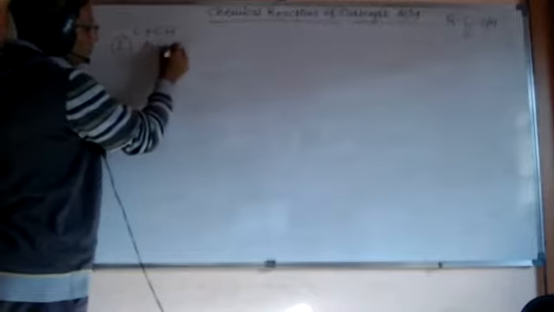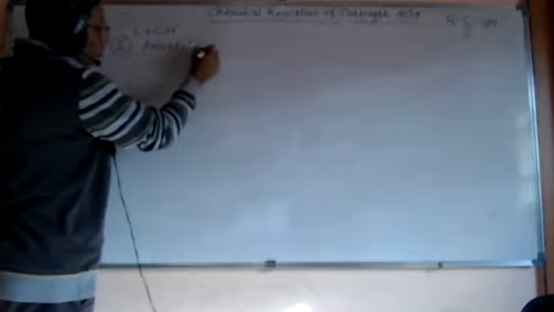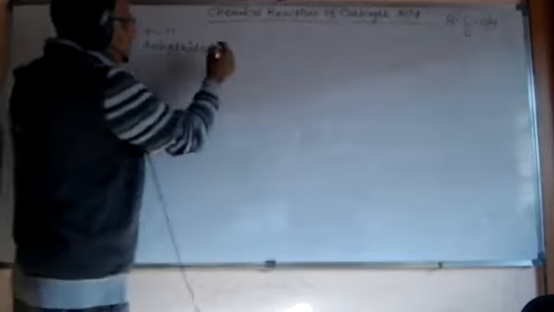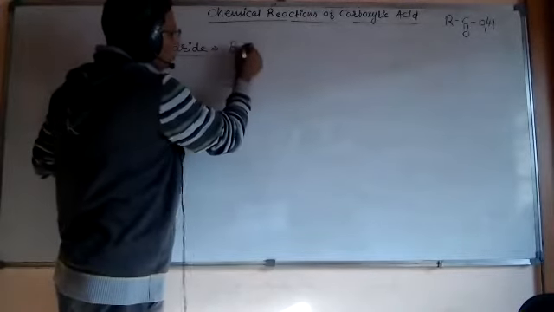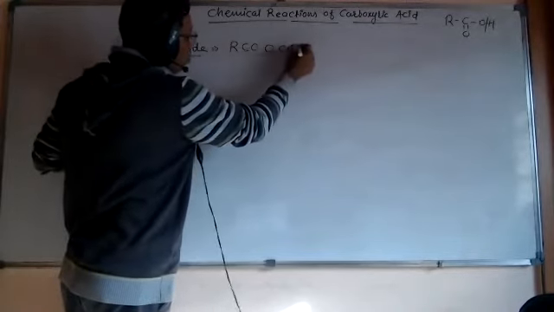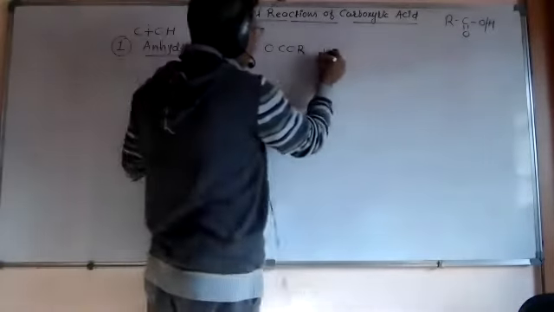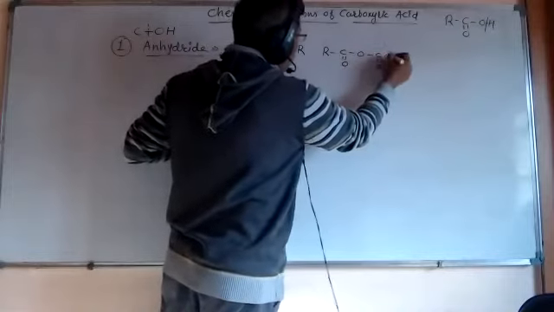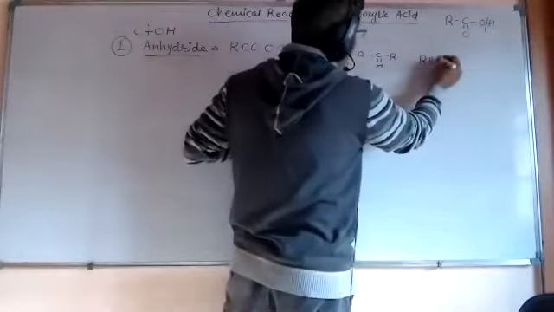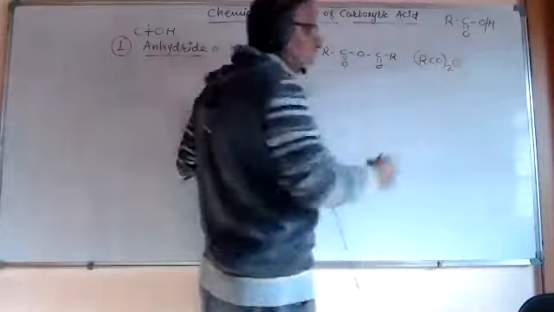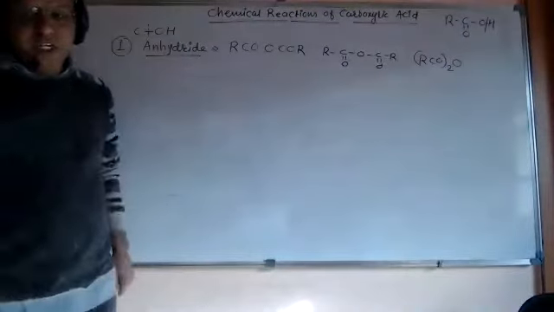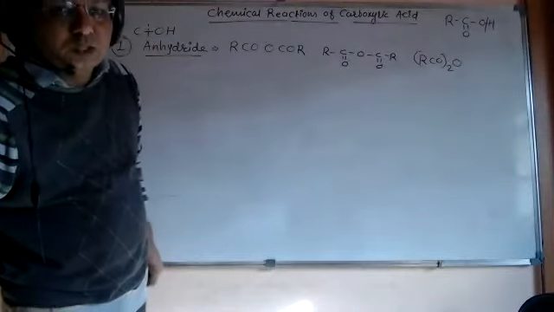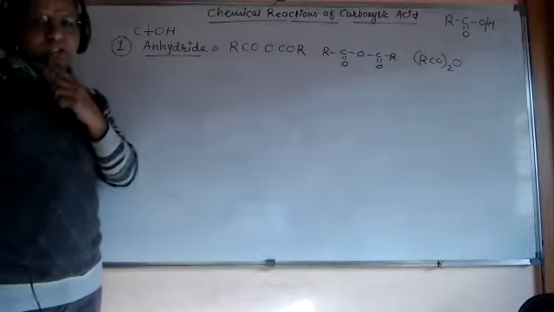So the first derivative is, friends, anhydride. Anhydride is RCOOCOR. It can be written like this also, RCOOCOR, or it can be written RCO twice O. This is called anhydride. So how is the anhydride prepared from carboxylic acid, friends?